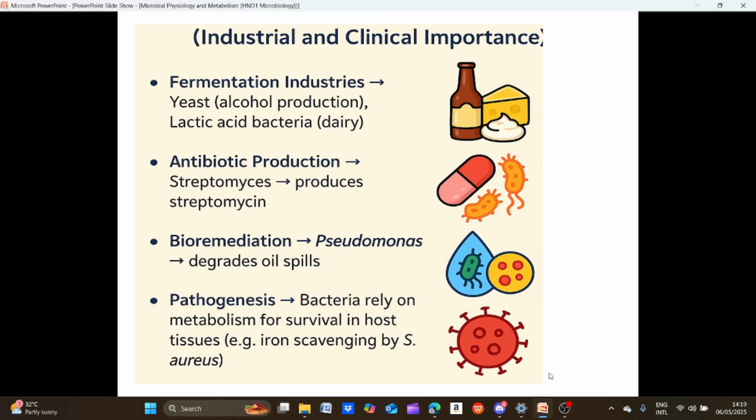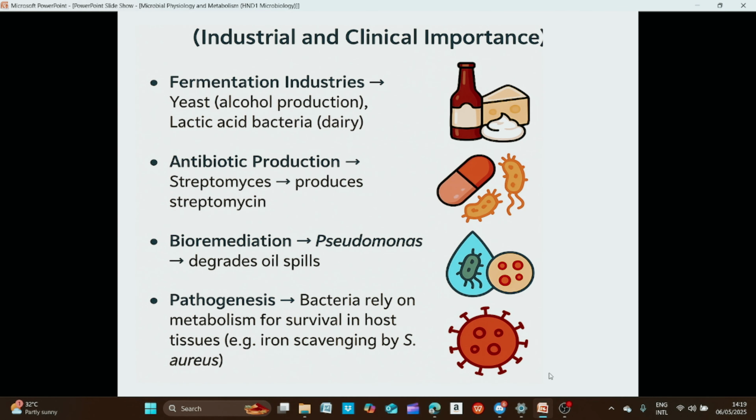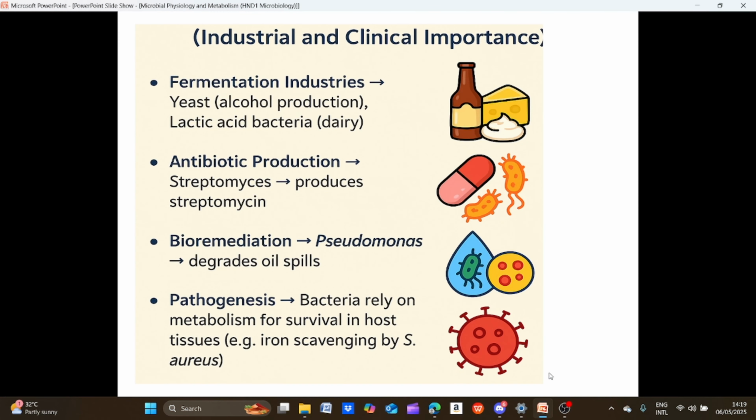So then the fourth one is in bioremediation. An example of this is Pseudomonas, which is being used to degrade oil. Whenever there is oil spillage, Pseudomonas can be mobilized to that site, and before you know it, Pseudomonas is going to enzymatically convert this into a non-oil spill so that the environment can be safe again. So that is why they call it bioremediation.